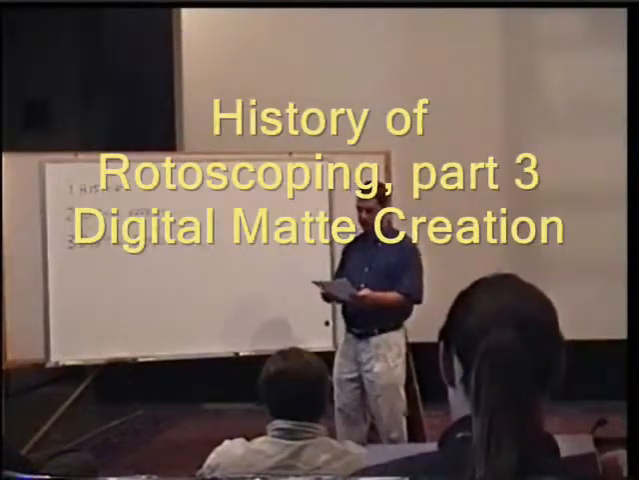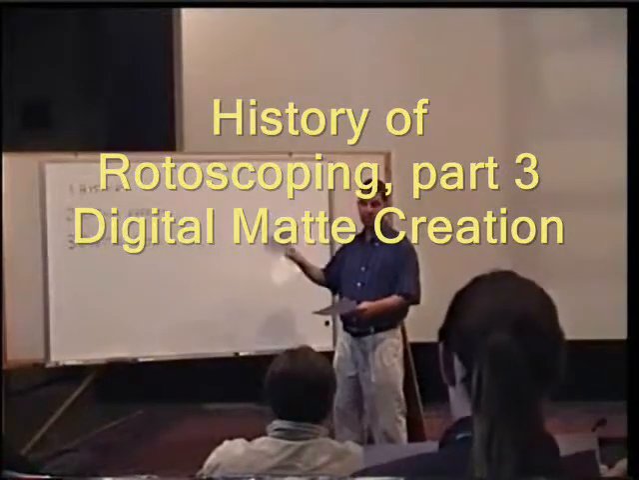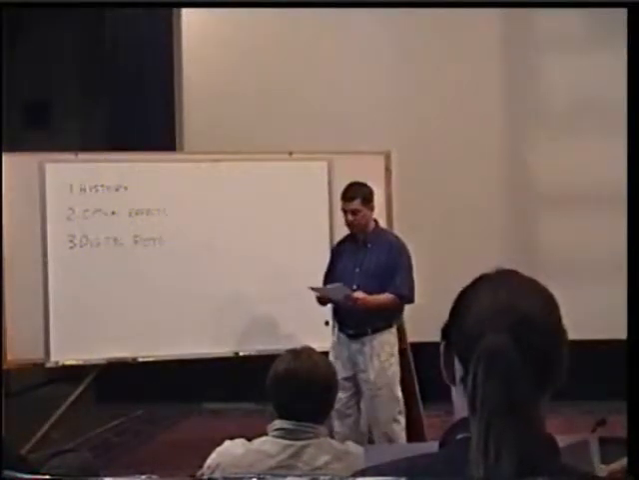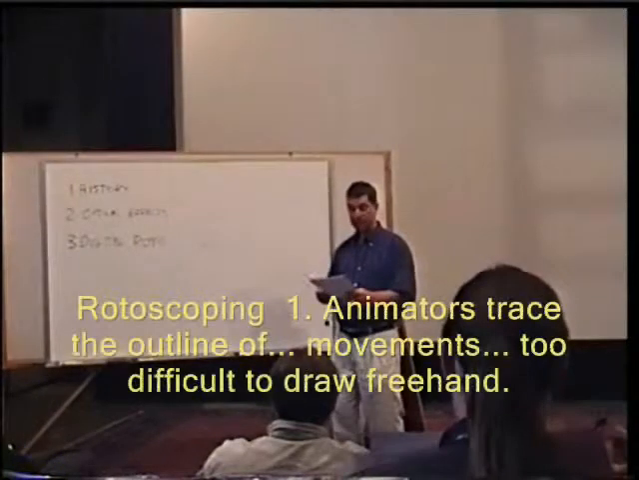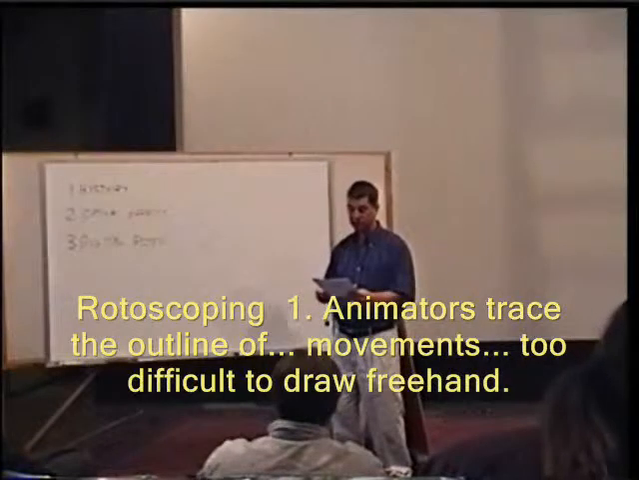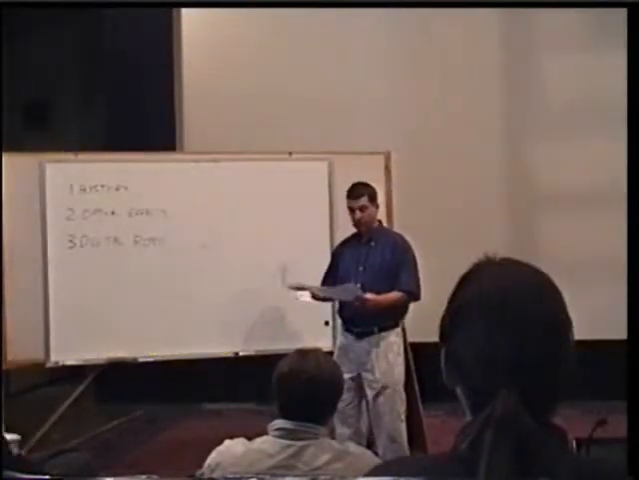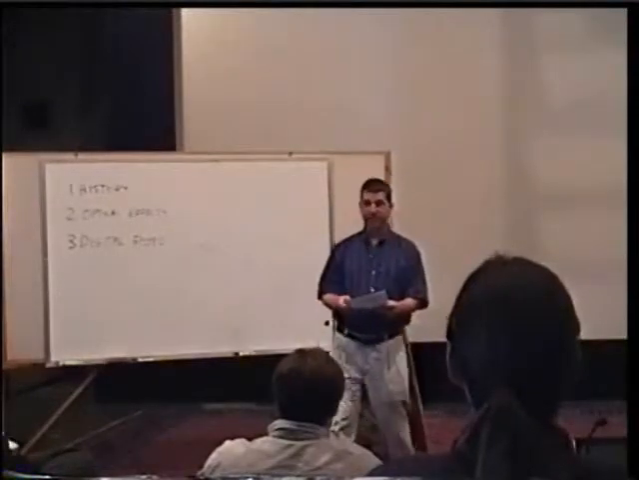So digital rotoscoping, here's the definition. I just got off the internet, and I don't even know who wrote this definition. Rotoscoping is a traditional animation technique in which animators trace the outline of characters as they go through movements that are too difficult for the animator to draw freehand. Well, I have another slightly different definition.